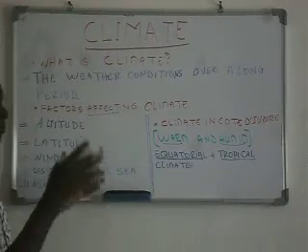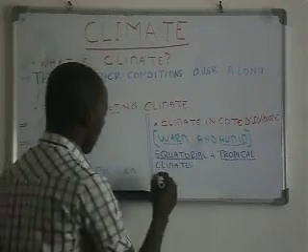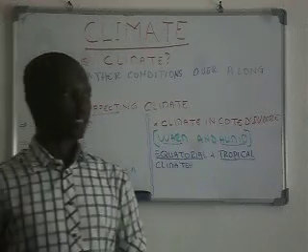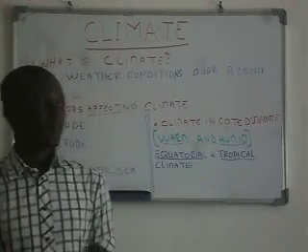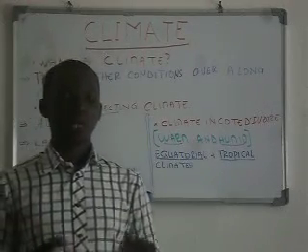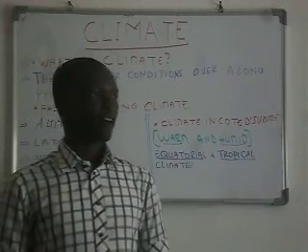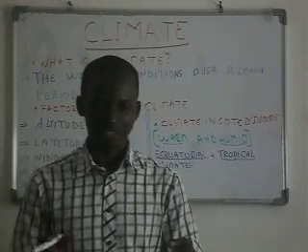Then from March to May, we have a rainy season. The climate is hot but wet. It means that it's humid, it rains a lot. This is all about climate in Côte d'Ivoire.